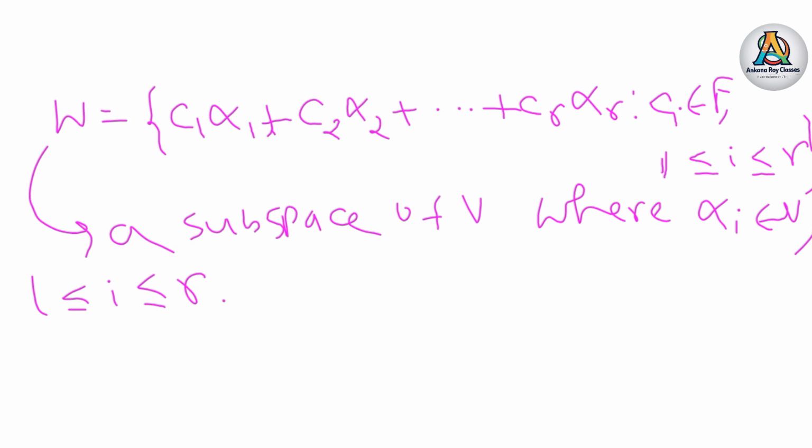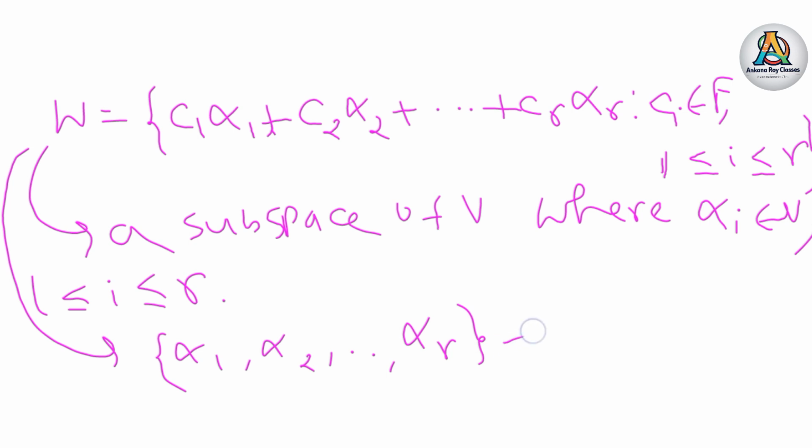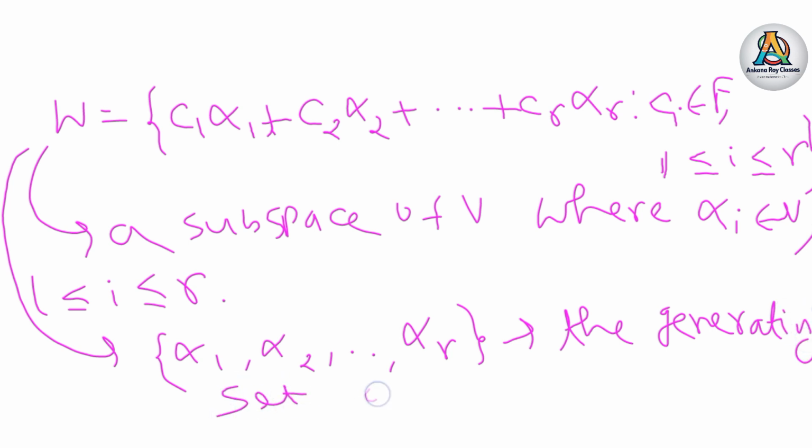This W is a subspace, and alpha 1, alpha 2, up to alpha R is called the generating set of the subspace W. Now, from these we can find a definition: linear combination.